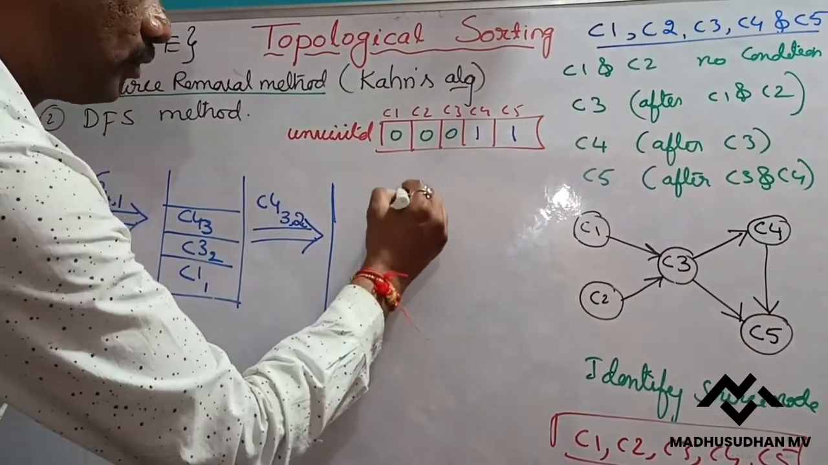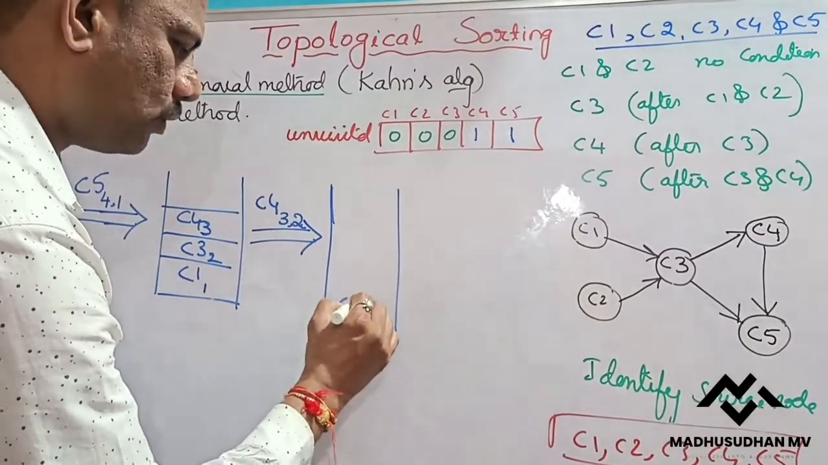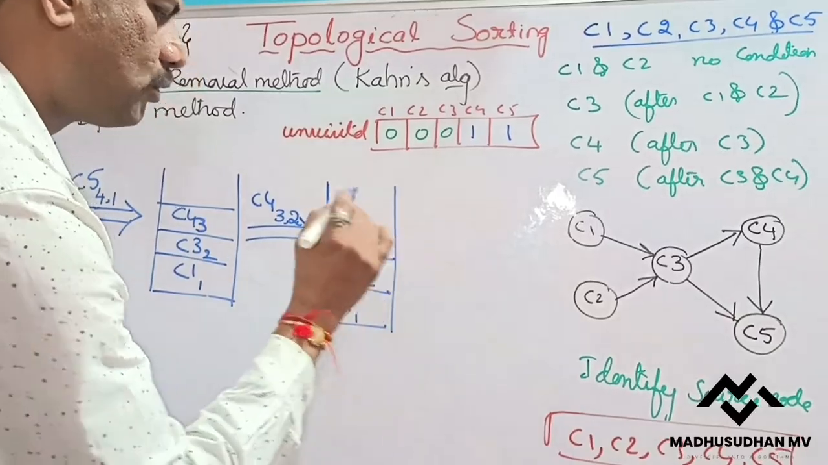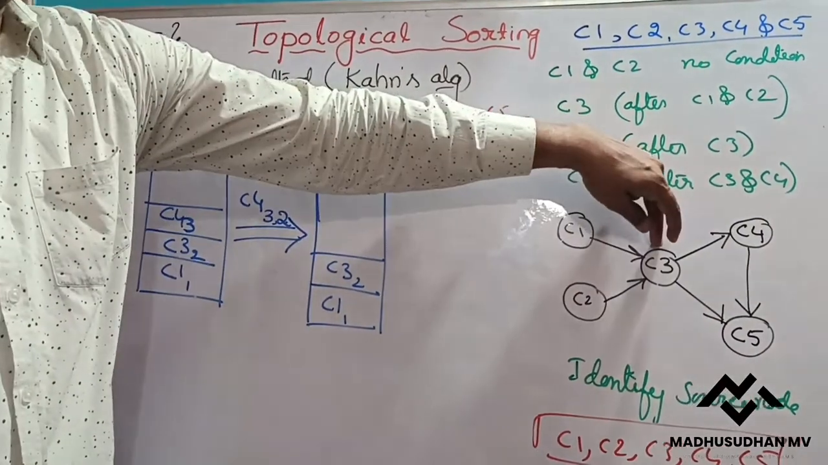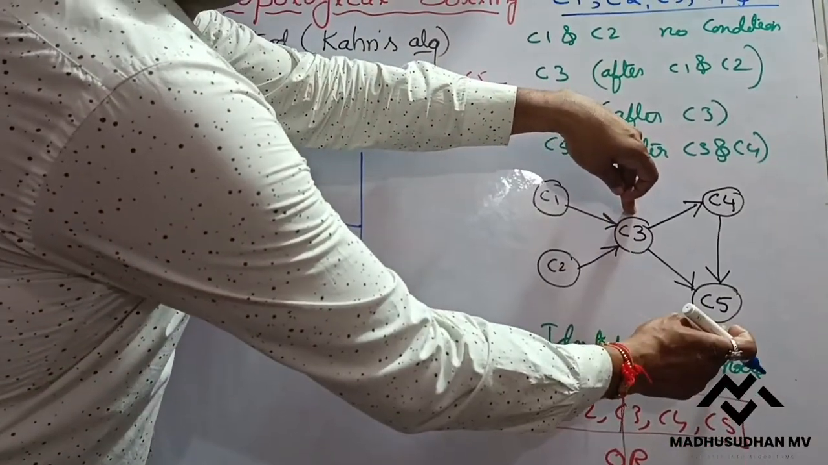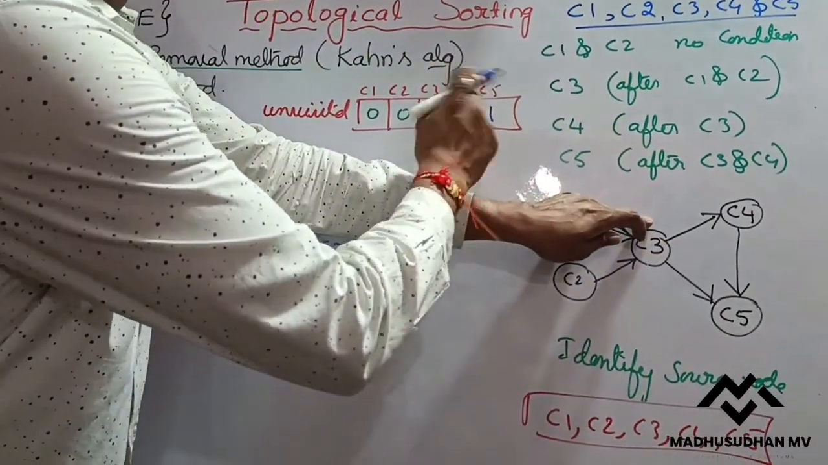So now what is left in my stack? Course 1, the first one I pushed. Then course 3, the second one I pushed. Now course 3 is at the top. Right now I'm at course 3. Where can I visit from course 3? Course 4 and course 5. But both are already visited.